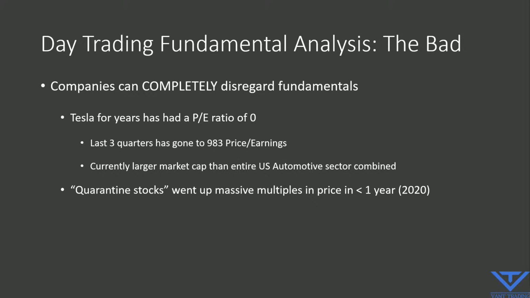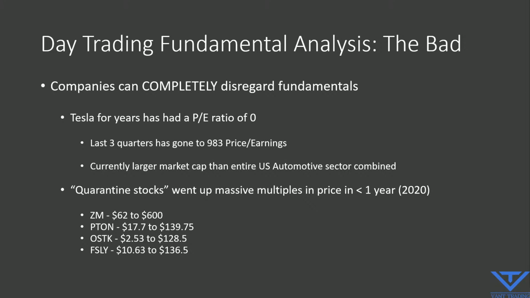A lot of these stocks have gone up massive multiples in price in less than a year. Zoom was trading at $62 last year. It's trading at $600. Peloton from $17 to $140. OSTK, it was a $2.53 stock in March. It peaked at $128. Fastly was a $10 stock, and now it's 136.